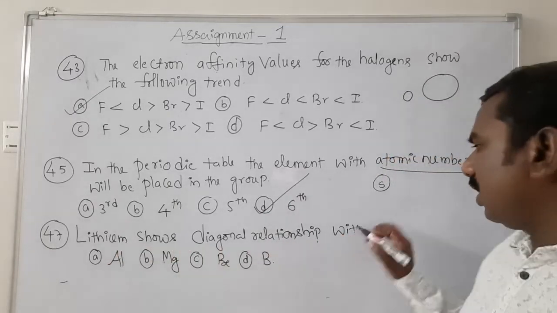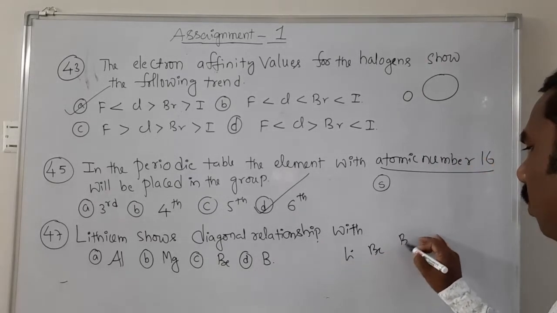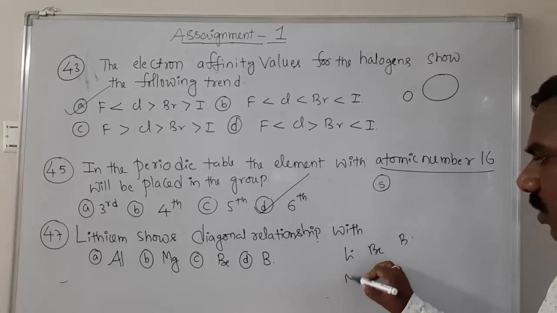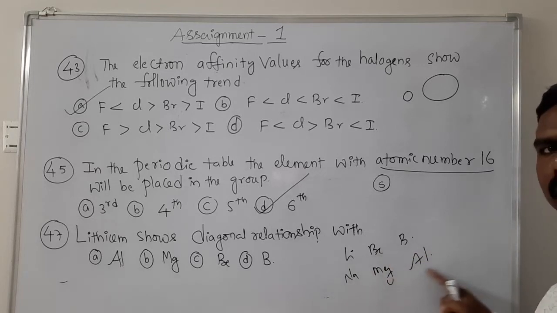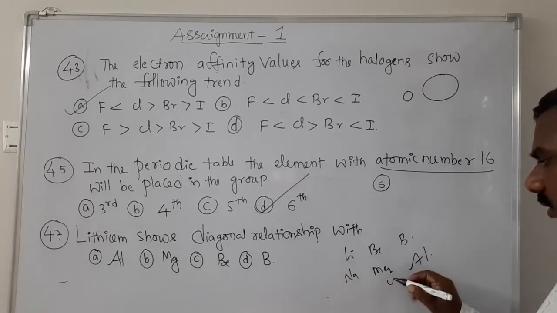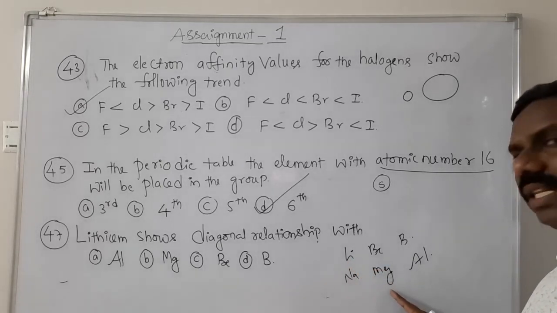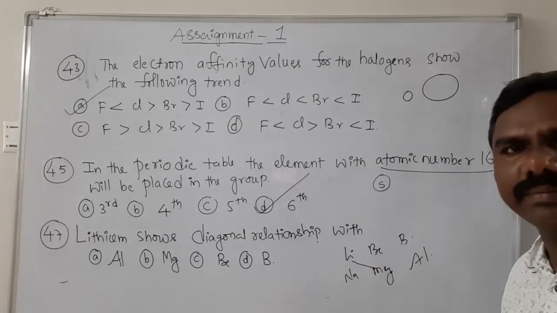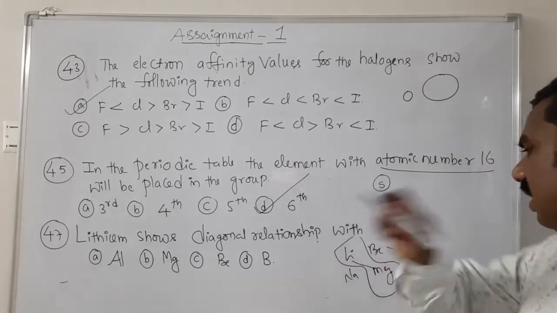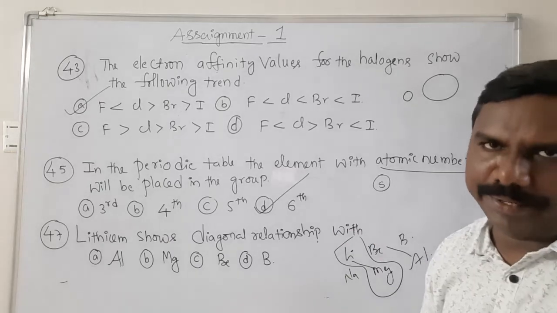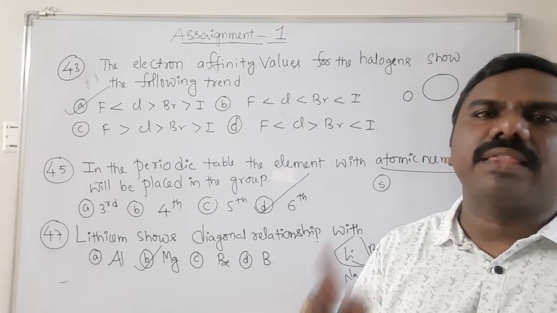Lithium shows diagonal relationship with... lithium, beryllium, boron. After this, sodium, magnesium, aluminum. You know already. These are second period elements. These are third period elements. So first element in the second period and second element in the third period will be diagonally related, and these two will be diagonally related. So which is diagonally related? Lithium and magnesium will be diagonally related. That's why answer will be option B correct. Lithium diagonally related with magnesium.